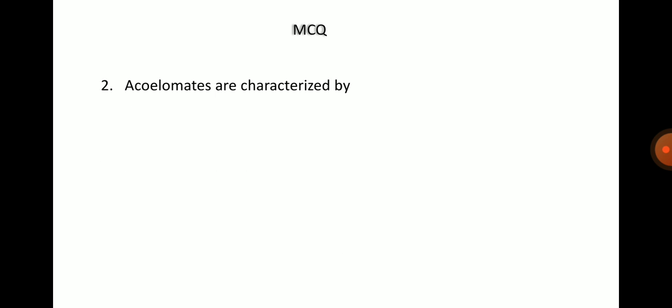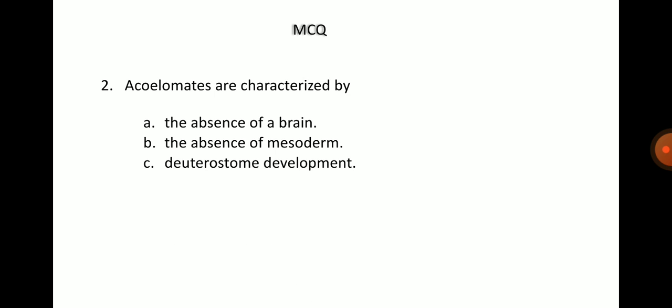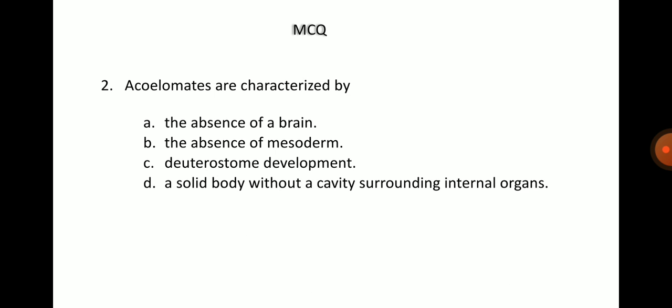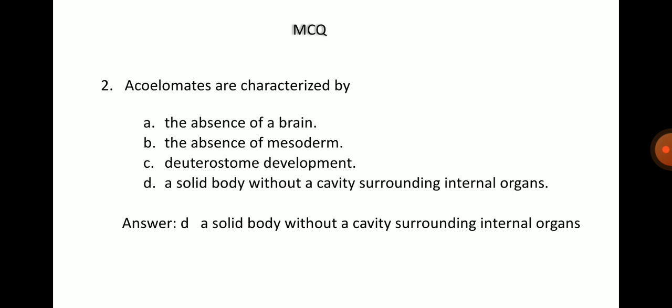Second question: acoelomates are characterized by the absence of brain, absence of mesoderm, deuterostome development, solid body without a cavity surrounding internal organs. The option D is the correct answer.